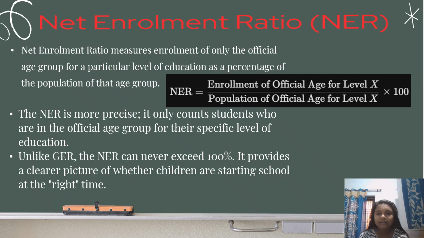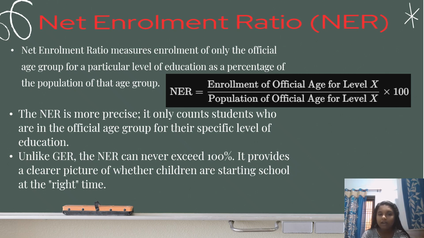Next one is net enrollment ratio, or NER. Net enrollment ratio measures the enrollment only of the official age for a particular level of education as a percentage of the population of the group. The equation of NER is equal to enrollment of official age for level X divided by population of official age for level X into 100.